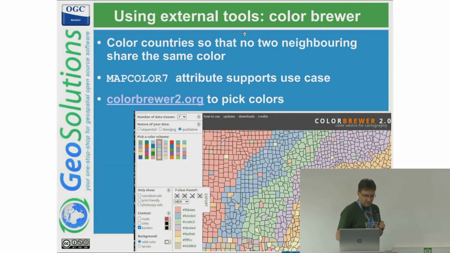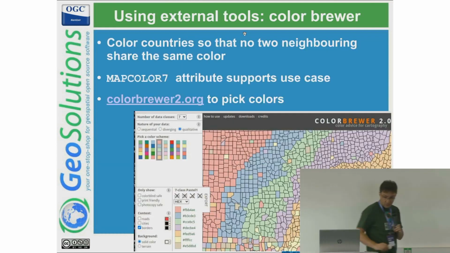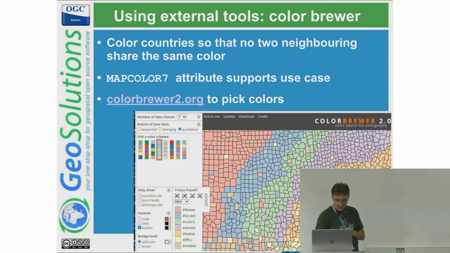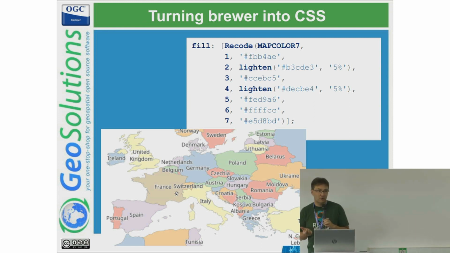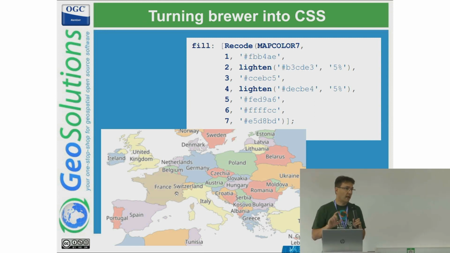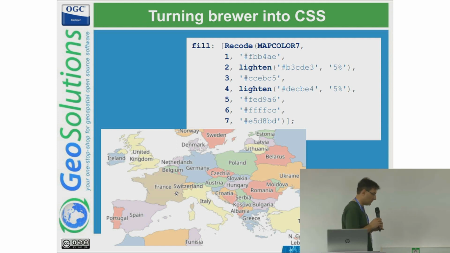And so, the Color Brewer comes out with these 7 colors here, with hexadecimal values for each one. And they are turned into a CSS equivalent using the recode function. The recode function takes map color 7 and then starts doing the association. Take 1, turn it into one color. Take 2, turn it into another color.